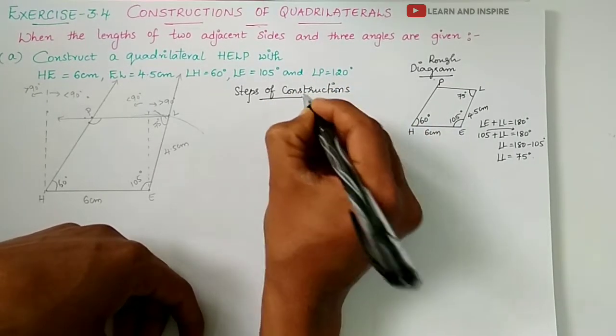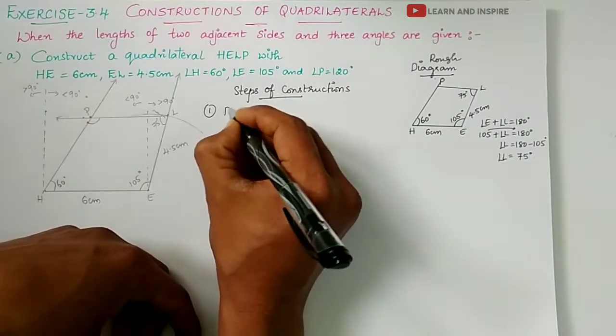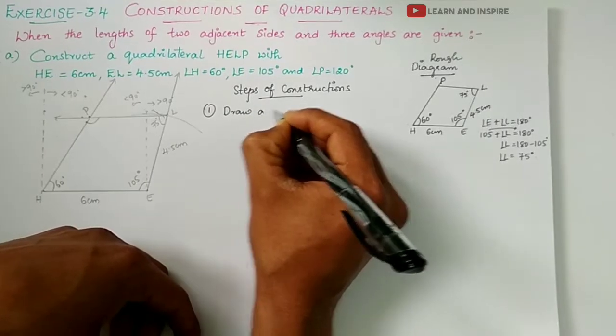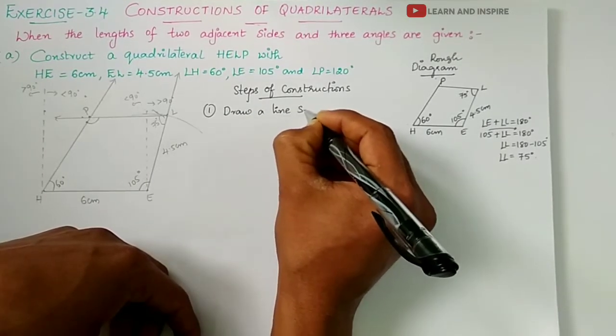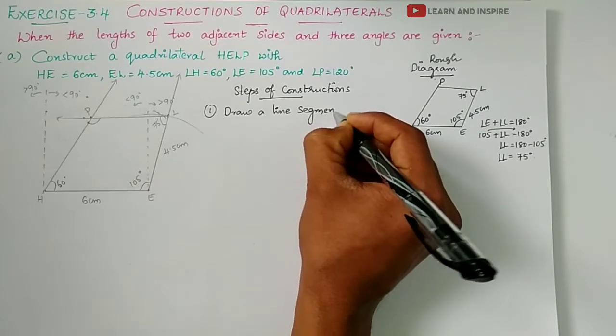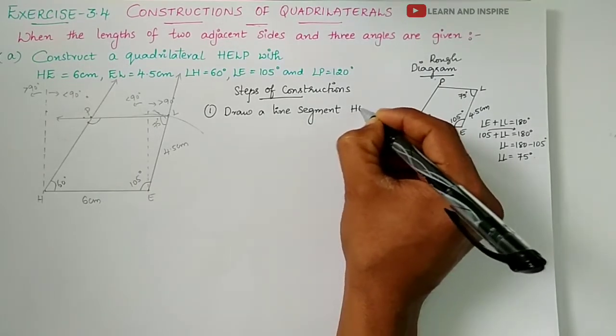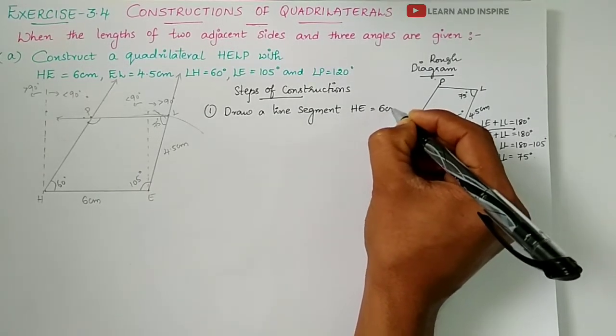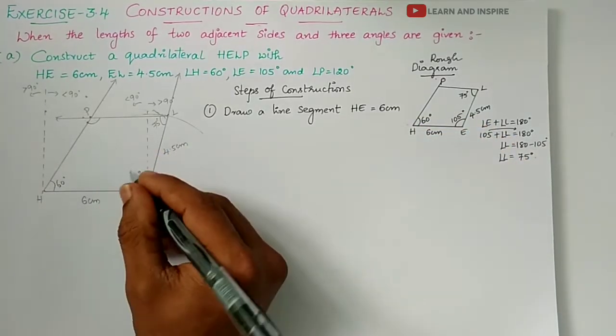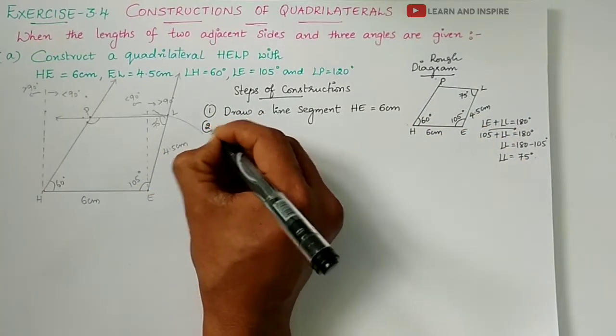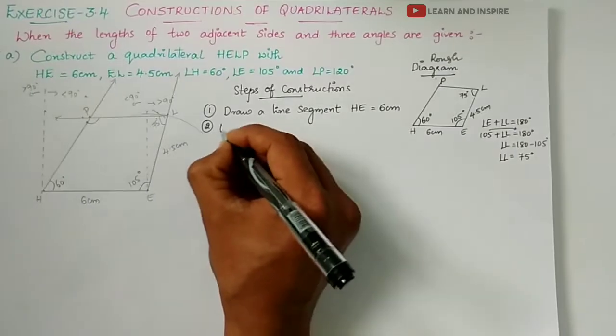So what is step 1? Draw a line segment HE equals 6 centimeters. Step 2.